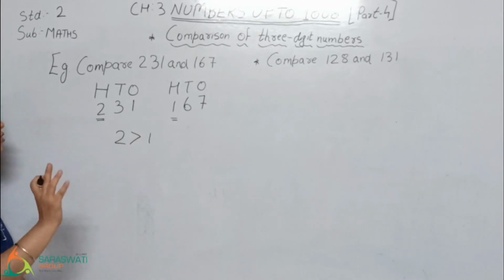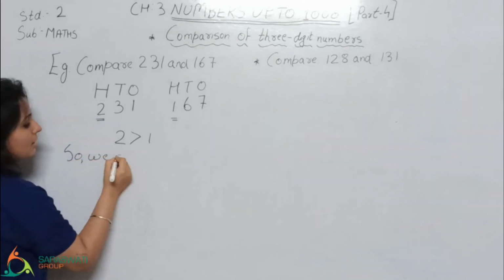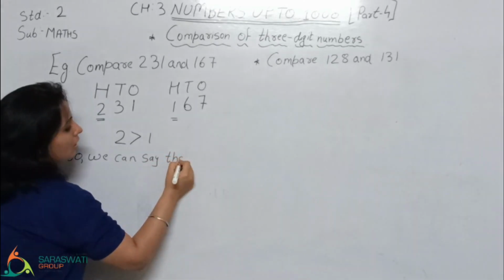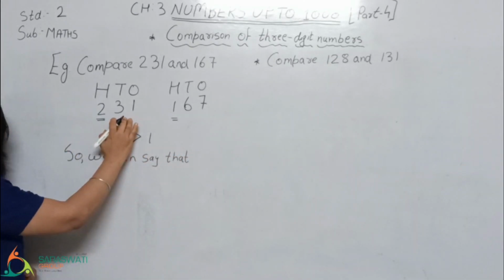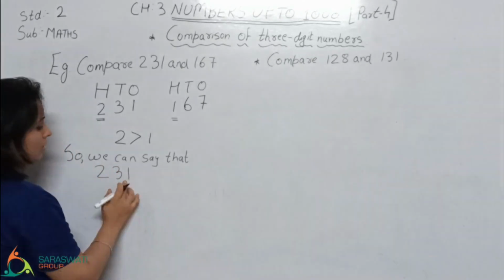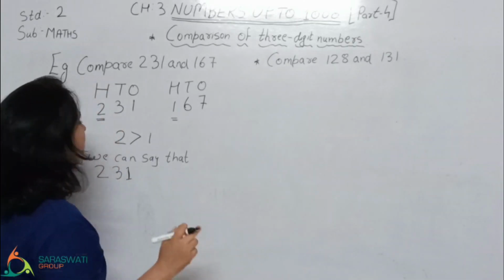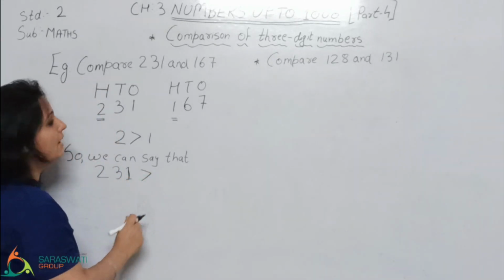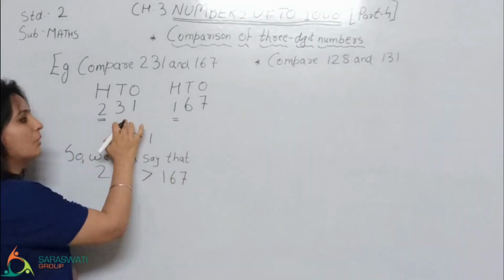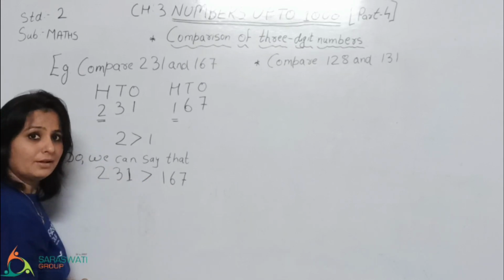समझ में आया? So what can we say? So we can say that this digit, 231, right? 231 is greater than 167. हम लोग कह सकते हैं क्योंकि ये नंबर बड़ा है, so 231 is greater than 167, right?